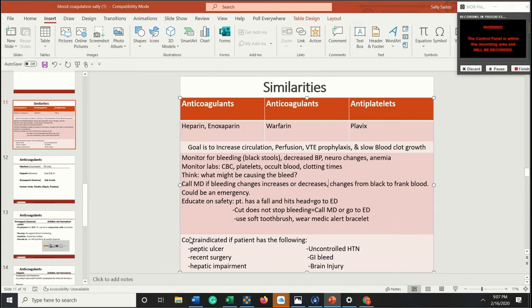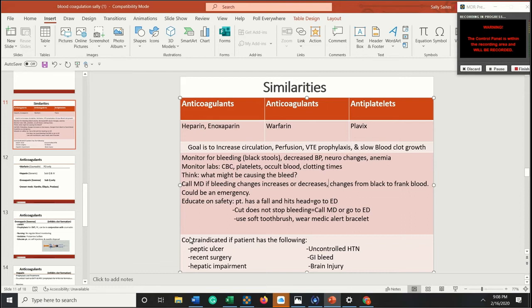Peptic ulcer, which I just spoke about. Recent surgery, because you're going to have raw areas that could be having minor blood loss from the surgery itself, which is typically not a problem because we have our own coagulation cascade that is going to help stop that from bleeding. But if we are on any of these medications, we're inhibiting that from happening, and so we might not stop bleeding. Hepatic impairment, this is because of the synthesis of the medication itself and how we have our clotting factors typically from our liver.